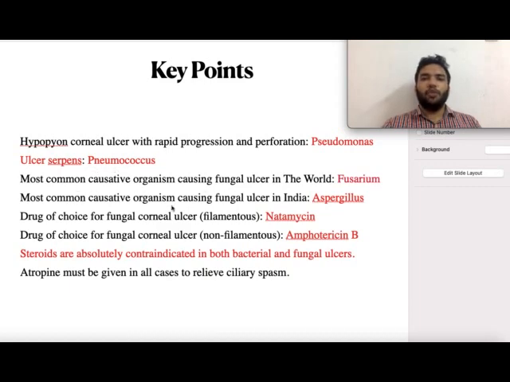And coming to the most common causative organism causing fungal ulcer in the world, it is fusarium, and most common in India it's aspergillus. So I already told you, the drug of choice for fungal corneal ulcers, filamentous is natamycin, whereas non-filamentous is amphotericin B. Steroids are absolutely contraindicated in both bacterial and fungal corneal ulcer. But in viral, I'll tell you, there are certain conditions in which we can give them. And atropine should be given in all cases to relieve ciliary spasm.